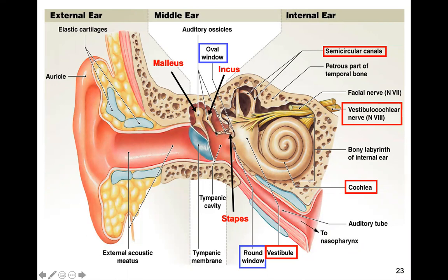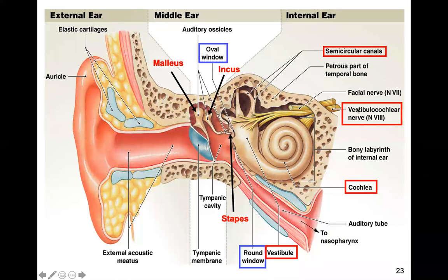So when these vibrate, it will put this tugging force on this oval window here, and this suction of movement back and forth from all of this vibration will send a vibratory impulse here into the inner part. It looks like a snail. That snail is called the cochlea.